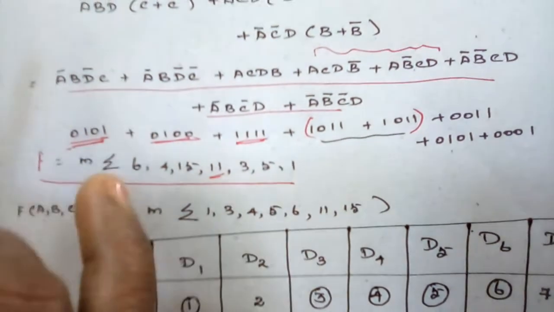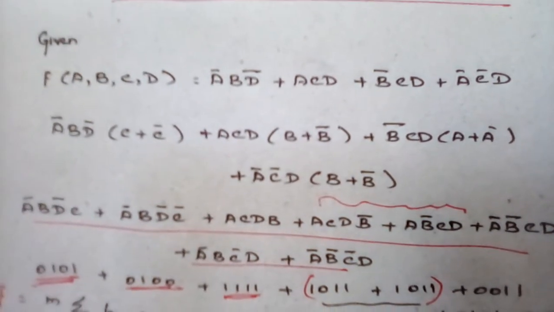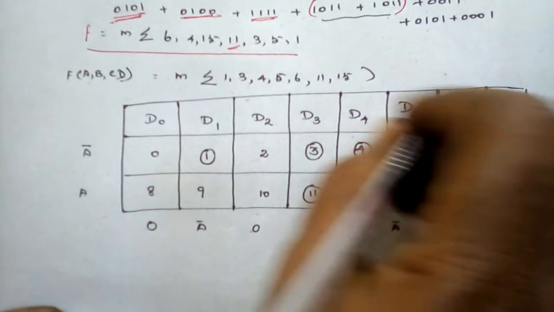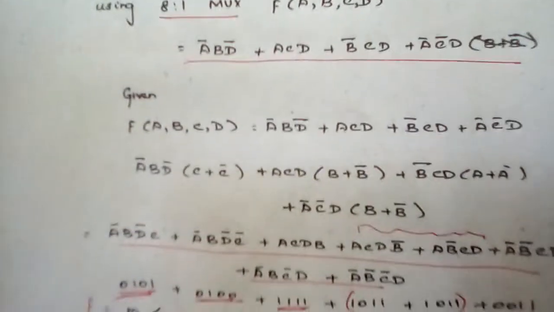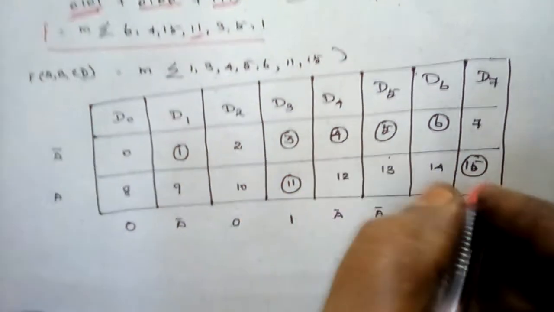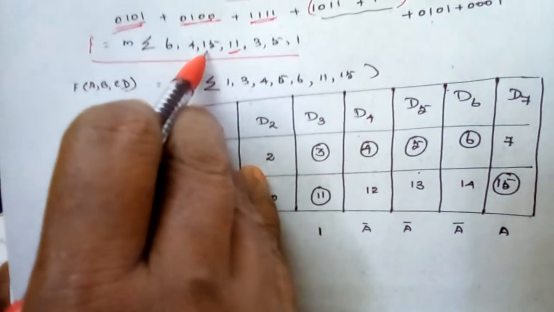Since it is an 8 to 1 multiplexer and it has the 4 variable inputs, right? I am implementing the table by D0, D1, D2, D3, D4, D5, D6 and D7. That means 8 to 1 input. I am considering the 8 inputs. And once again, I am considering the A bar and A here. I am writing the decimal values starting from 0 to 15, right? Since we have the function from 0 to 15.